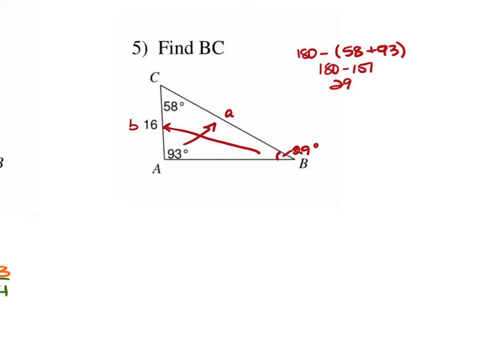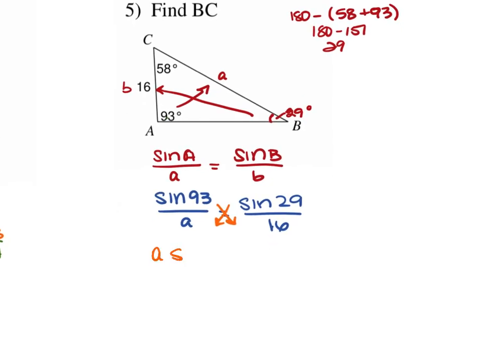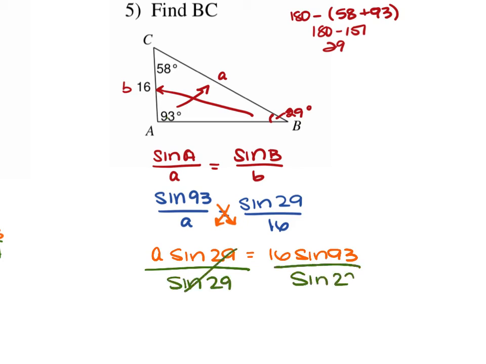So from here, we're going to use the angle A and side length A. So sine angle A over side length A is equal to the sine of angle B over side length B. So plug in your values. Angle A is 93 degrees over side length A, which is what we're finding. Angle B is 29 degrees over side length B, which is 16. We're going to cross multiply here, so we have A sine 29 is equal to 16 sine 93. Divide each side by the sine 29. Use your calculator. So 16 sine 93 divided by sine 29 gives us 32.957, so on. So that's going to be 33.